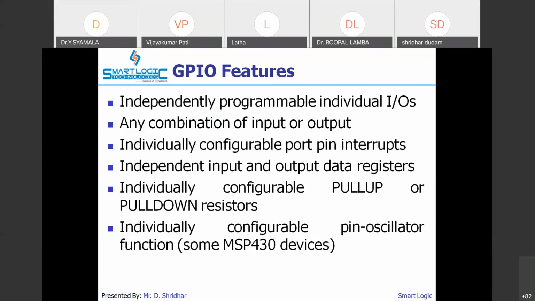Then there are independent input and output data registers. Whenever you want to read something, you have to use one register, and whenever you want to write something, you have to use a different register. In that way, you can configure pull-up and pull-down registers. Internal pull-down and pull-up can be configured. You can also configure the pin oscillator function. This is very rarely used, but for us, input/output and special functions are important.